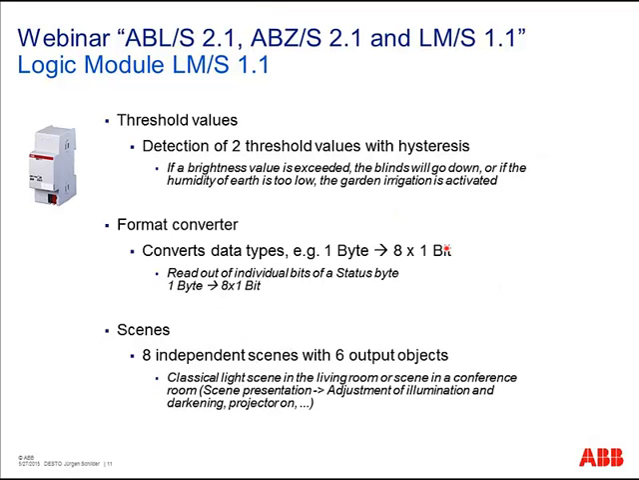Threshold values, you know, also from our analog inputs, for example. So if you have any dynamic values, you would like to create a threshold. So in case of overshooting or undershooting, you would like to take some action in your installation. For example, here, if a brightness value is exceeded, the blinds will go down.